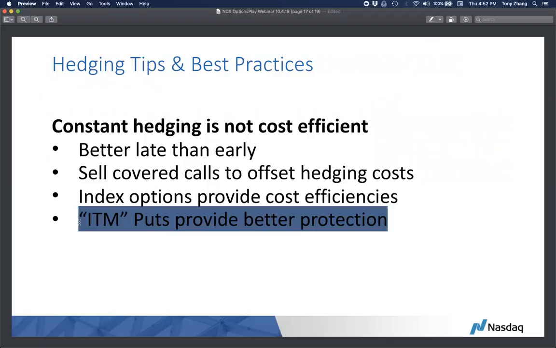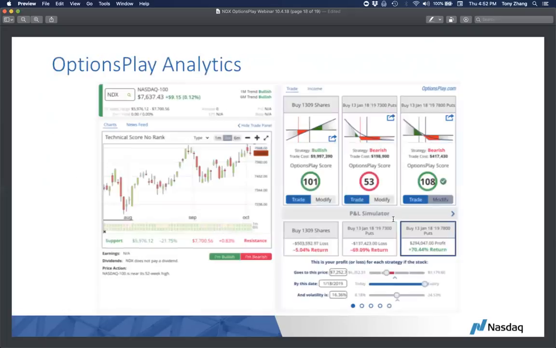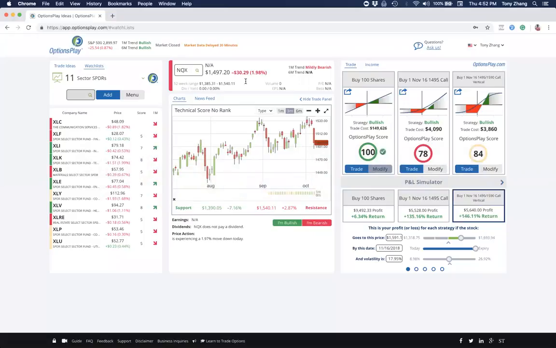Even if the market doesn't continue to correct, even if the market stays where it is, those in the money puts many times will provide you with similar protection as those catastrophic puts. But if the market does severely correct, you get much better protection. So with that, what I want to do is bring up OptionsPlay. I want to show you some real examples to show you how you can plug in your own portfolio and be able to look at and analyze some hedges and compare what we're talking about here today.